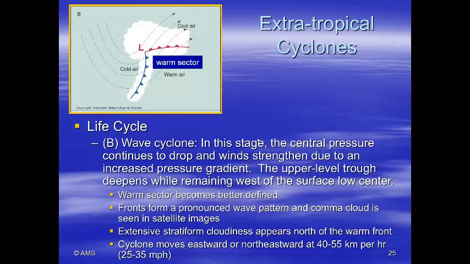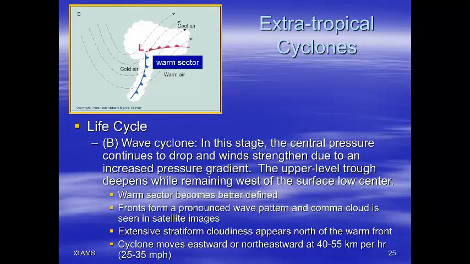So next we have B, the wave cyclone, and during this stage the central pressure continues to drop, and the winds strengthen due to an increased pressure gradient. The upper level trough deepens while remaining west of the surface low center. Here we have a warm sector that becomes well defined, the fronts form a pronounced wave pattern, and a comma cloud is seen in a satellite image.